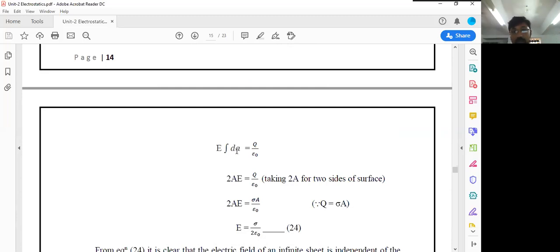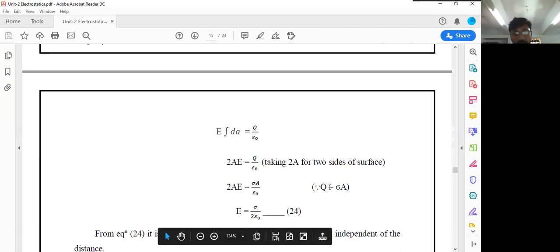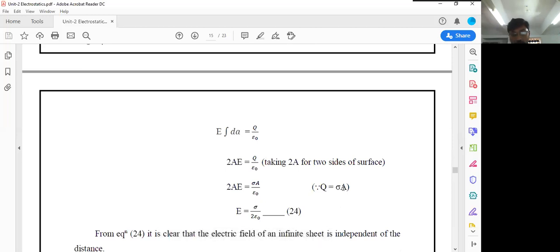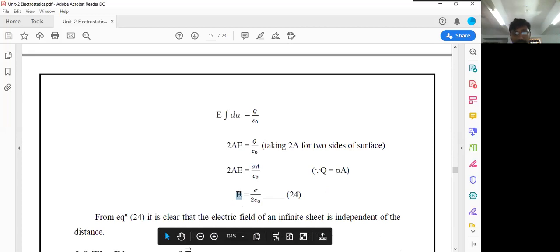Now the area of the Gaussian pillbox is 2A, because we take both sides of the Gaussian pillbox. So the area is 2A, so 2AE equals q upon epsilon 0. Now, instead of q, we can write sigma times A. Sigma is the surface charge density and A is the surface area. So 2AE equals sigma A upon epsilon 0. Now we make electric field E the subject. So electric field E equals sigma upon 2 epsilon 0, because A will get cancelled out.